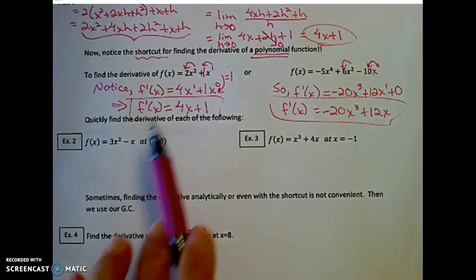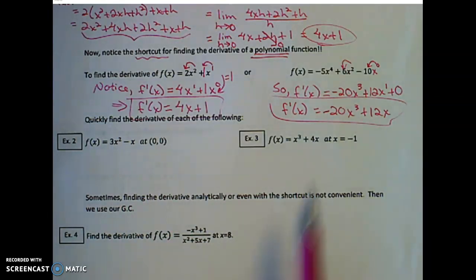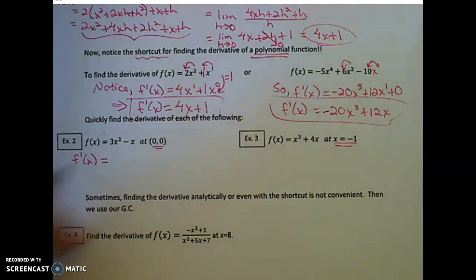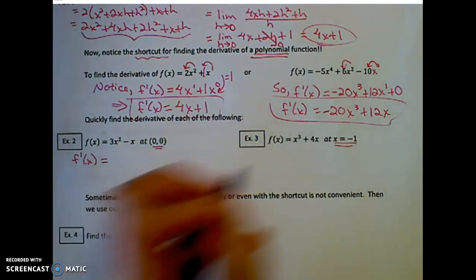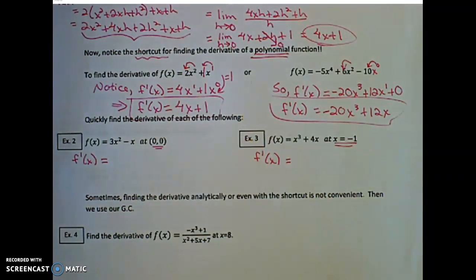All right, so now as long as these are polynomial functions, I'm going to use that shortcut to find the derivative at 0, 0, and find the derivative at x equals negative 1. I'm going to pause for a moment to let you find this. What is f prime of x? Find a formula for the derivative with that cute shortcut.